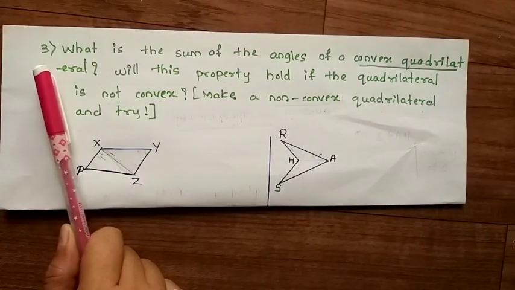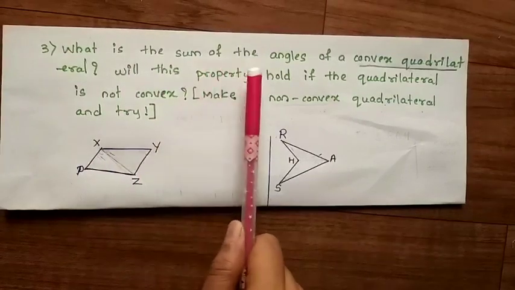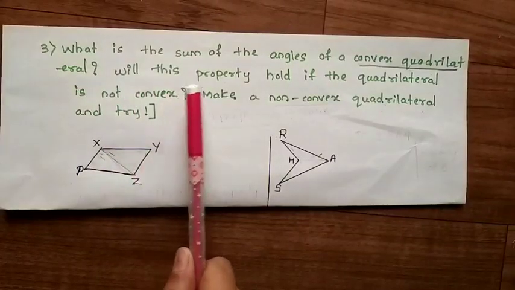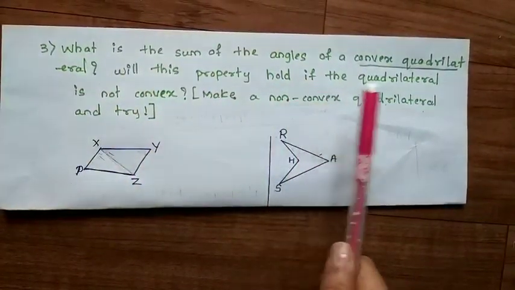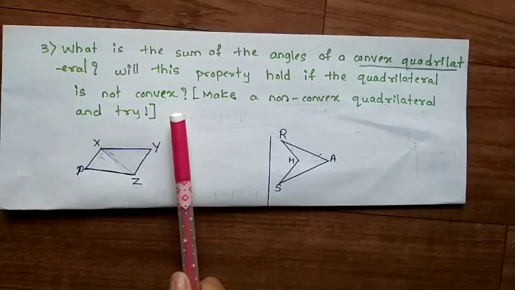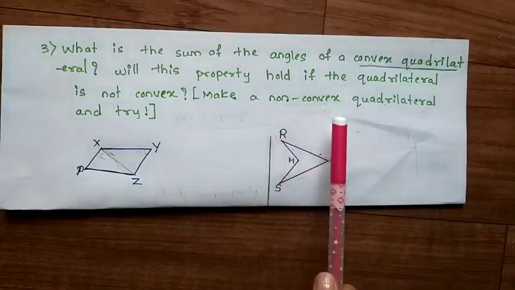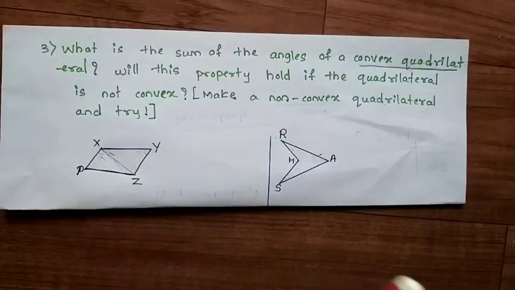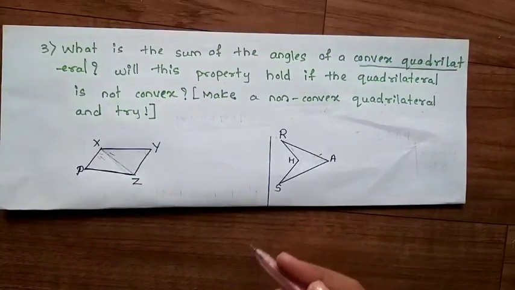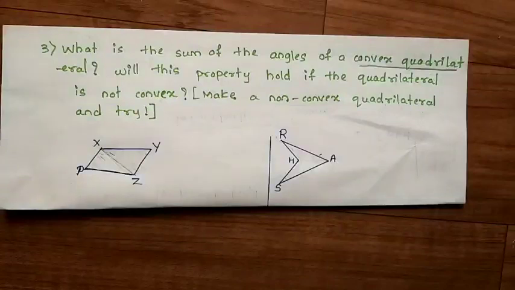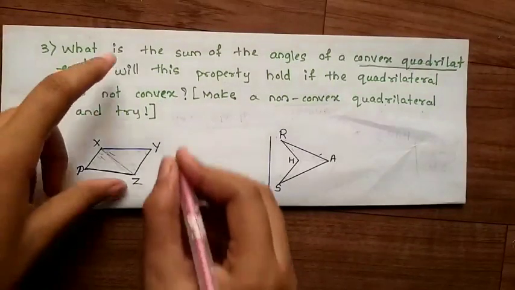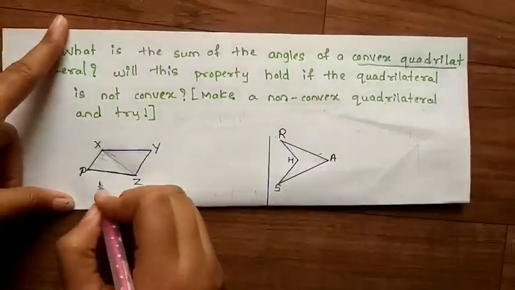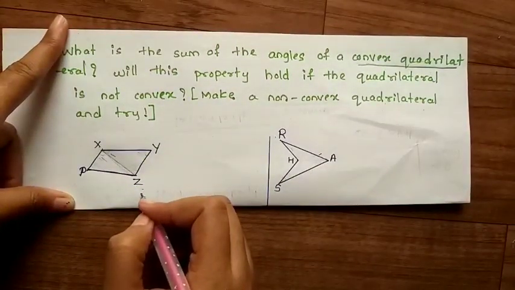The question is, what is the sum of the angles of a convex quadrilateral? Will this property hold if the quadrilateral is not convex? Make a non-convex quadrilateral and try. Here, what do we have to apply? We have to apply the angle sum property of a quadrilateral. The angle sum property of a quadrilateral is that the sum of the four angles is 360 degrees.